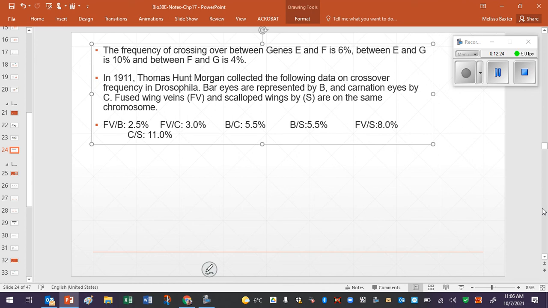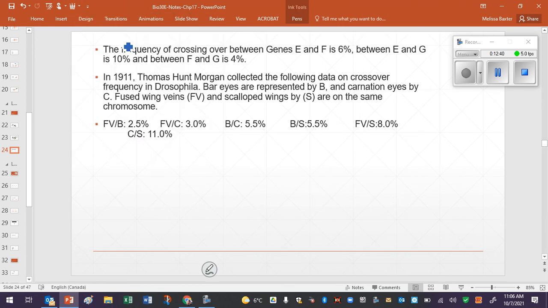The first question tells you what the frequency of crossing over between several different genes is. This is the typical type of data that you would get in a question. We'll give you a bunch of percentages. So my strategy, whenever I'm looking at a question like this, is to find the biggest number first.